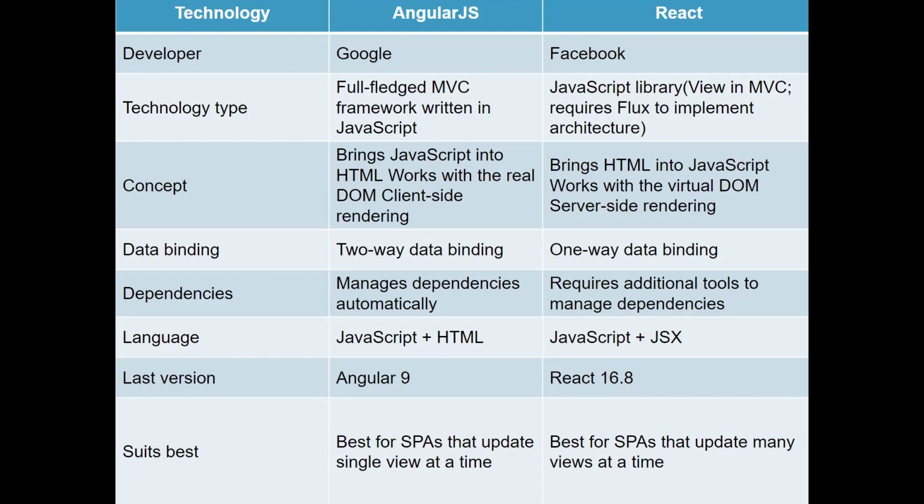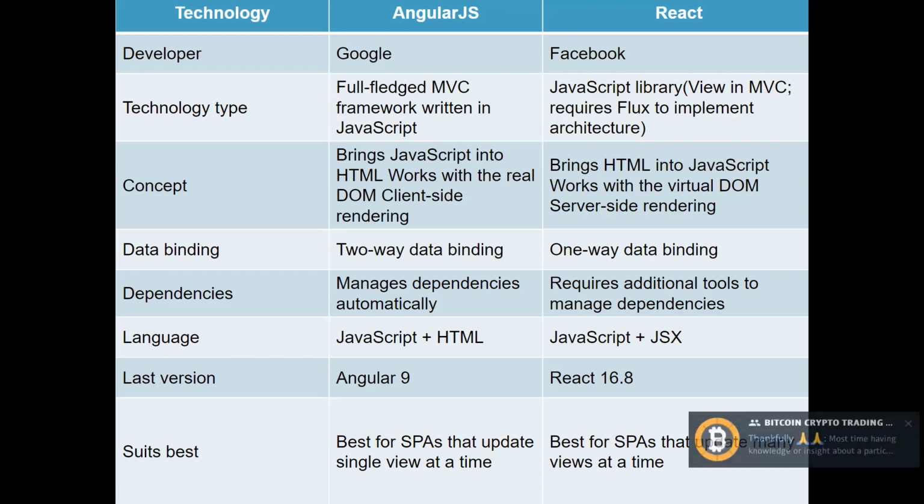React doesn't use the real DOM directly. It uses the virtual DOM for the minor updates, then it patches all the updates, and then it updates the real DOM. That's why React is very fast. With respect to data binding, Angular has two-way data binding and React has one-way. And with dependencies, we have to manage.